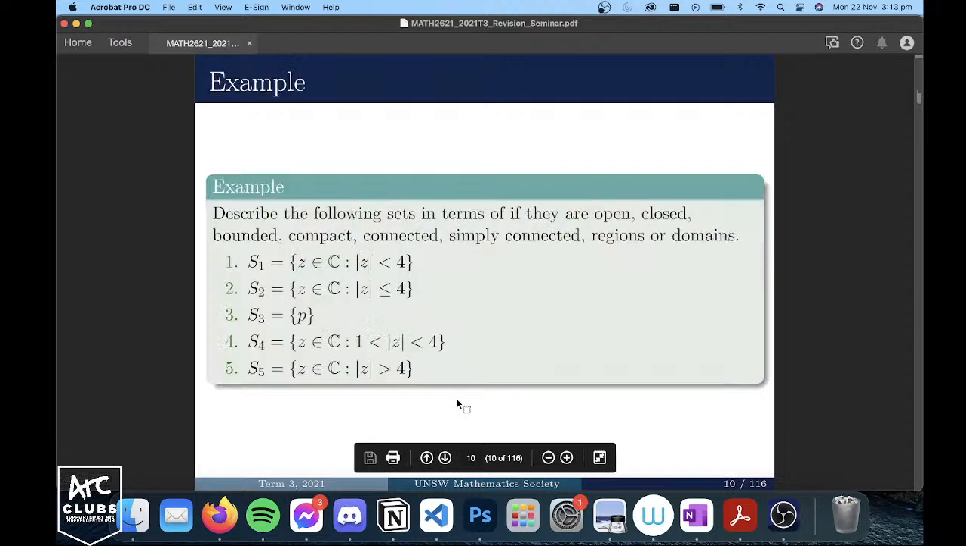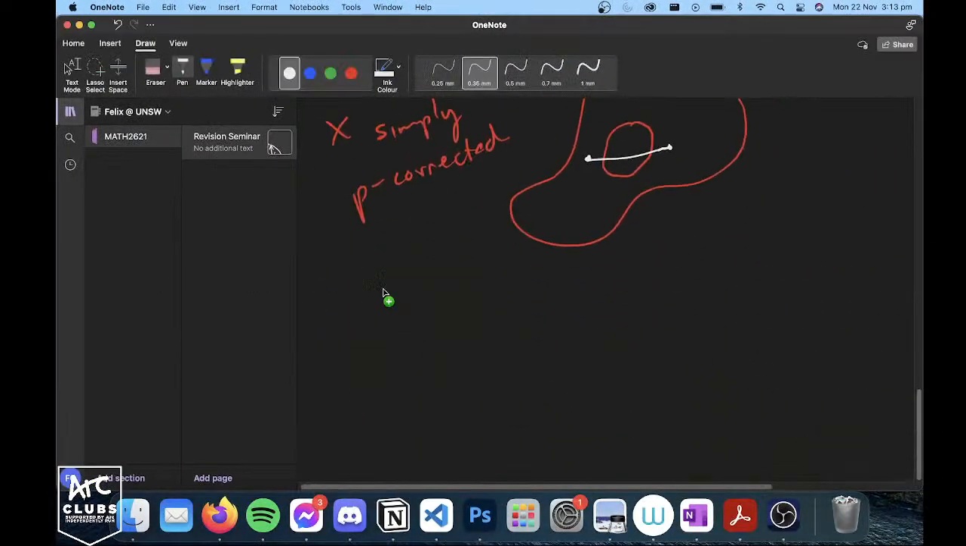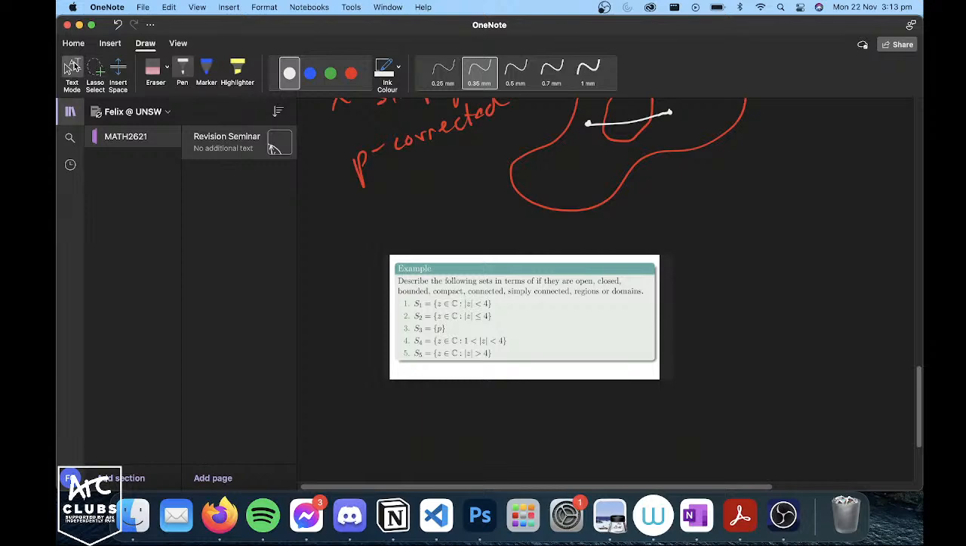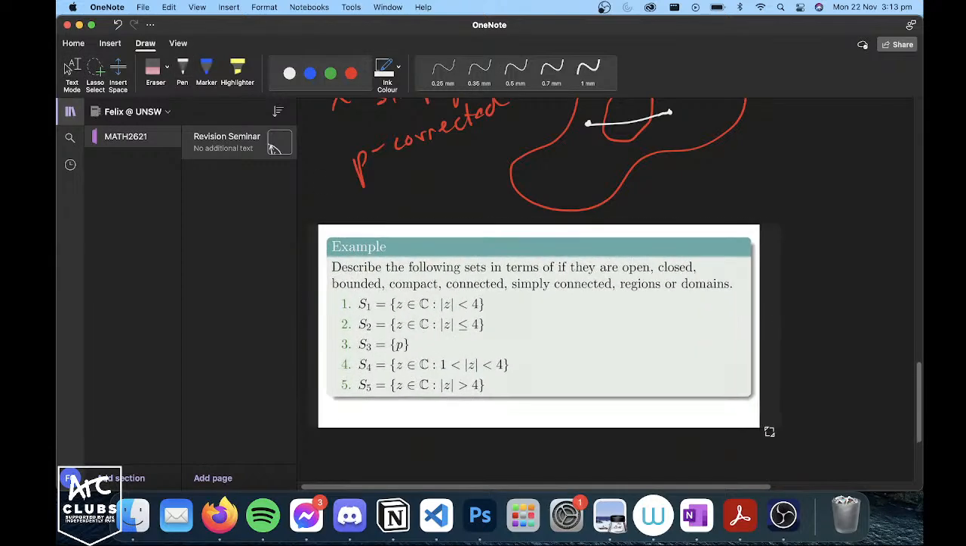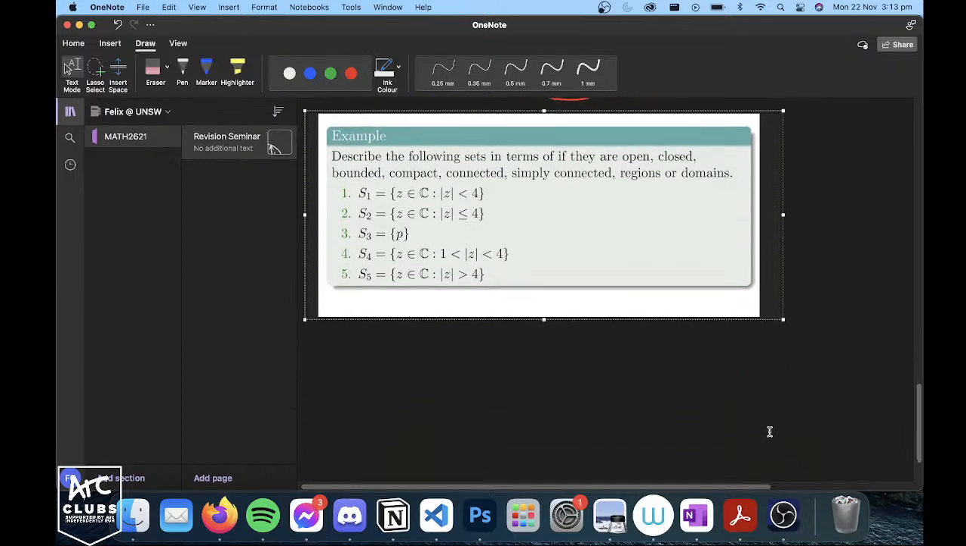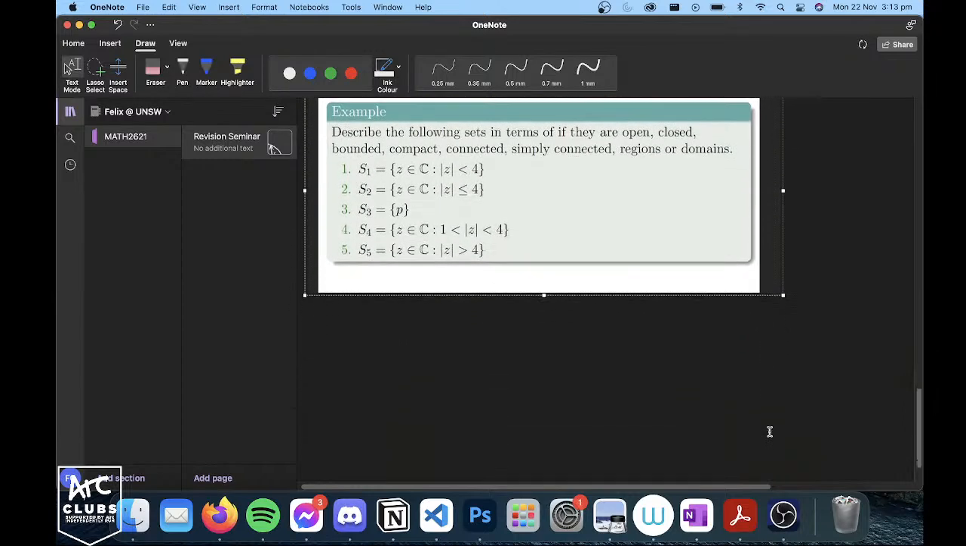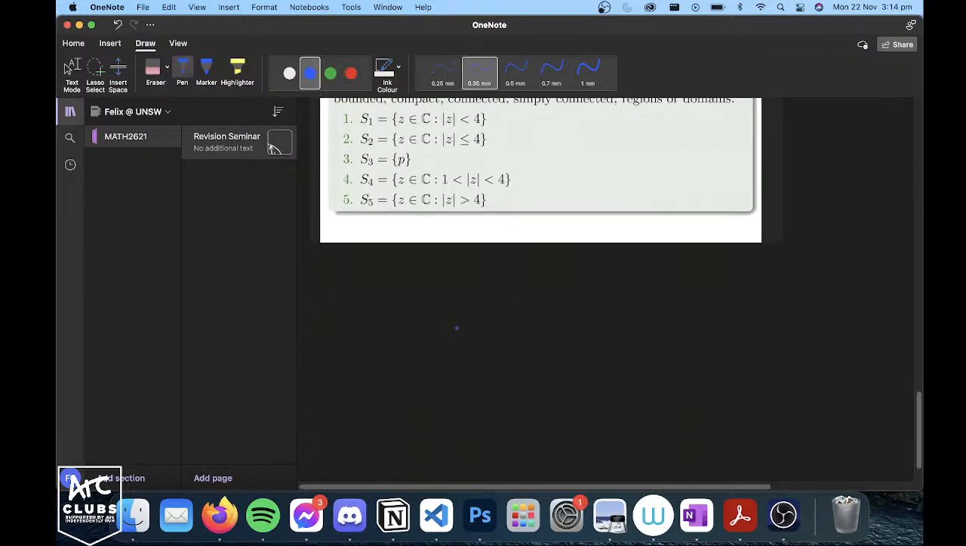Okay, yeah, so let's do some examples. So in general with these questions, I guess the best idea is to just start by drawing it. So the first set here is basically a circle with modulus less than 4, right? So what would that look like on the complex plane? It would look like something like this.